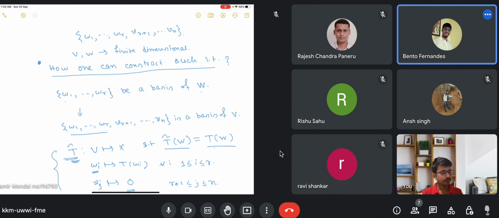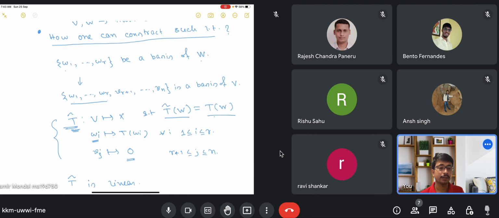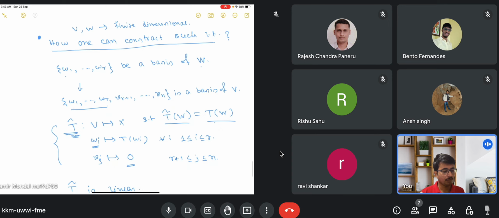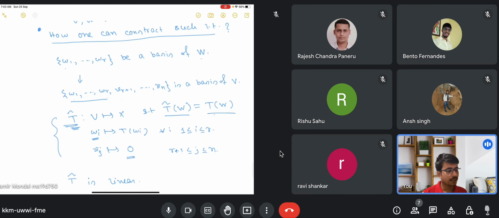So T tilde is not unique; there could be many T tilde. But for the finite dimensional case, you can construct all those maps. This is another beauty. You can construct them on your own, because in a linear transformation, if you know the image of the basis, we are done. So by hand you can calculate properly. Try to do it for the finite dimensional case.